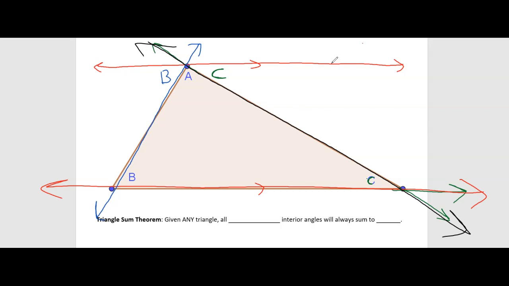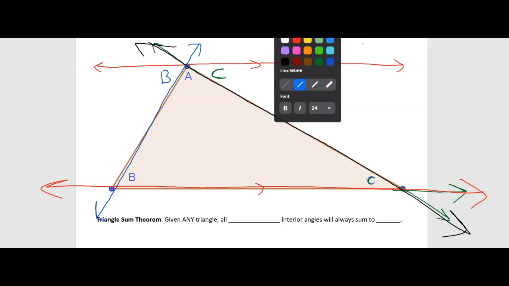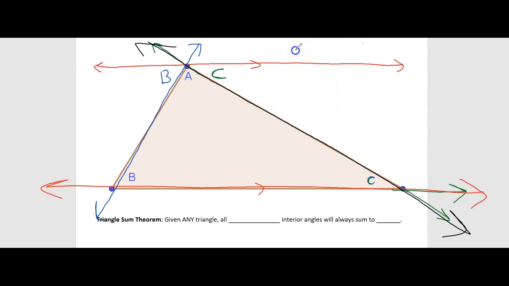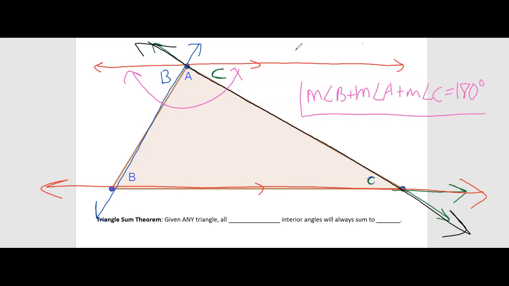out the relationship. Once I have that, though, right, well, what's going to be the relationship between B, A, and C? What do they all form? They're not a linear pair because there's more than 2 angles, but they all form a straight line together. So I could say the measurement of angle B plus the measurement of angle A plus the measurement of angle C is equal to 180 degrees because they all form together a straight line.